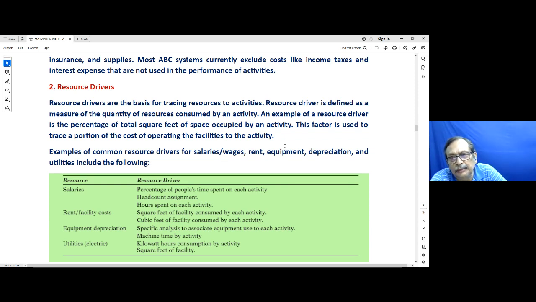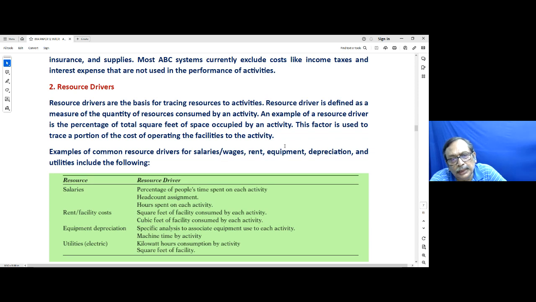How? A resource driver is defined as a measure of the quantity of resources consumed by an activity. An example of a resource driver is the percentage of total square feet of space occupied by an activity. This factor is used to trace a portion of the cost of operating the facilities to the activity.